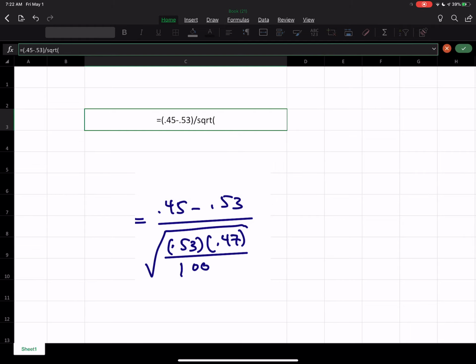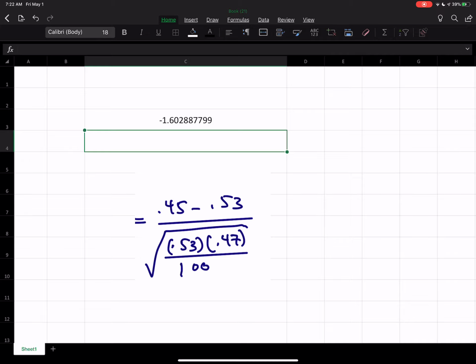You don't need multiple parentheses inside. I write the parentheses because I'm writing it on paper, so if you write 0.53 and 0.47 next to each other, it would look like a typo. So when you're writing it with handwriting, you put parentheses for people to see the distinction, but when you're actually typing it on Excel, you don't need parentheses, you just put 0.53 and then you multiply it by 0.47 divided by 100. And you just need to open and close the parentheses for the square root. That's about it. And you get negative 1.603.